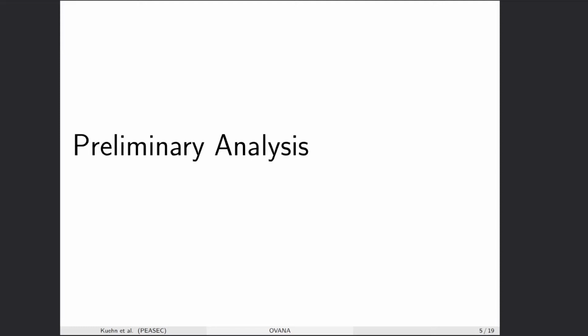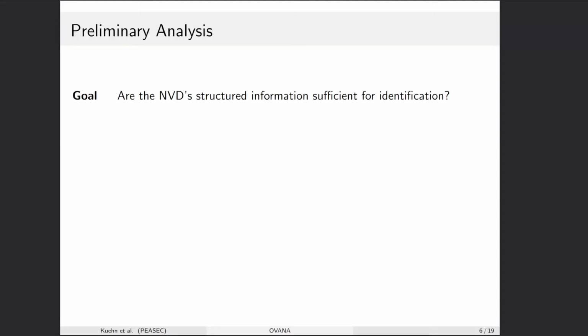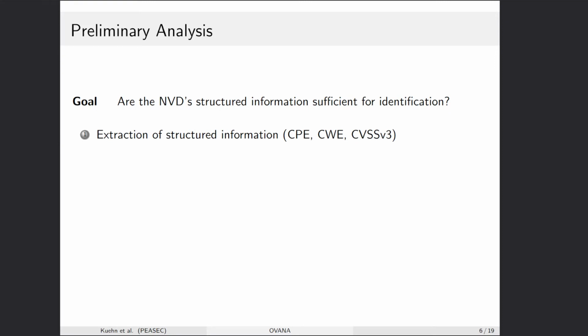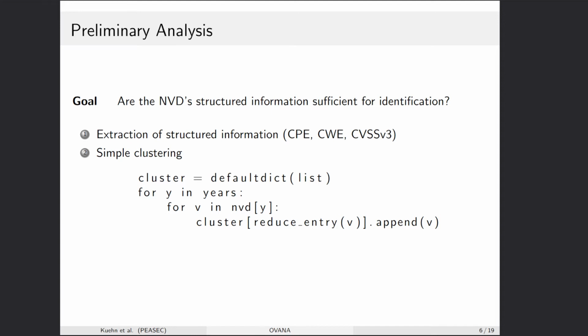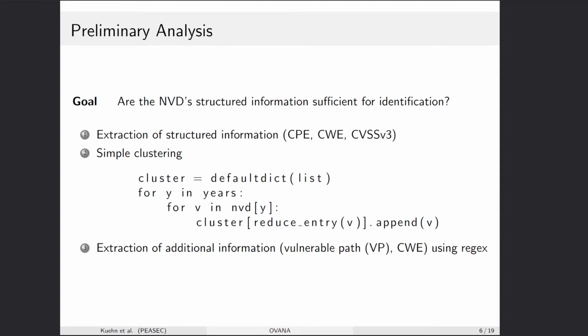We conducted a preliminary analysis with the goal to identify whether the structured information of vulnerabilities alone is sufficient for their identification. First, we extracted structured information, in this case the CPE, CWE, CVSS version 3. The CVE identifier was not used in this case because it's an artificial identifier and does not describe the vulnerability at all. Then we implemented a simple clustering algorithm to cluster vulnerabilities, and then we tried to extract additional information, in this case vulnerable path and additional CWE information like we have seen in the example, using regular expressions.